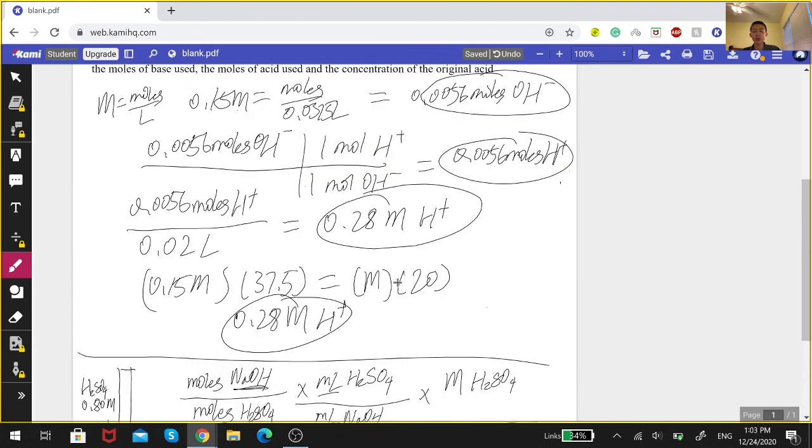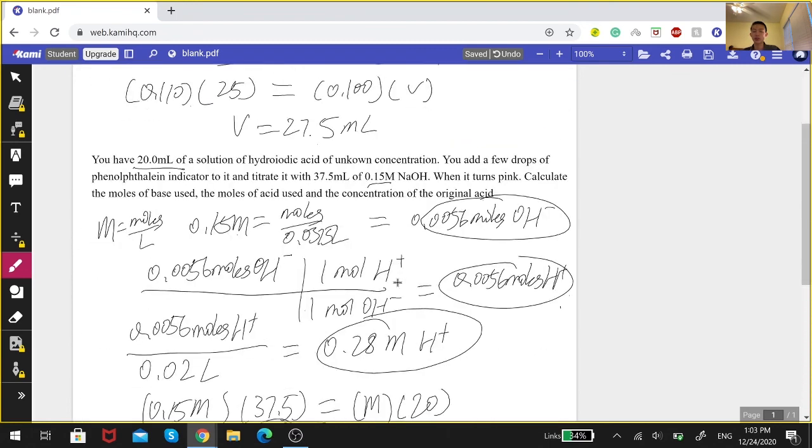And this is it. These are the 2 formulas that you can use to find the titration of a substance.